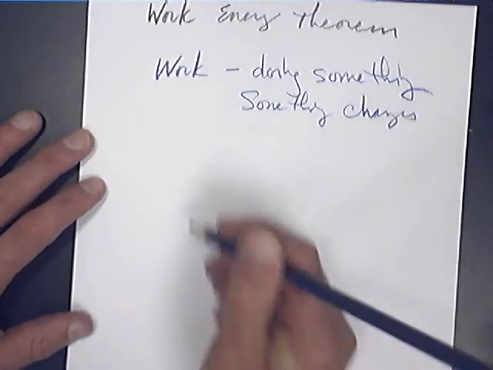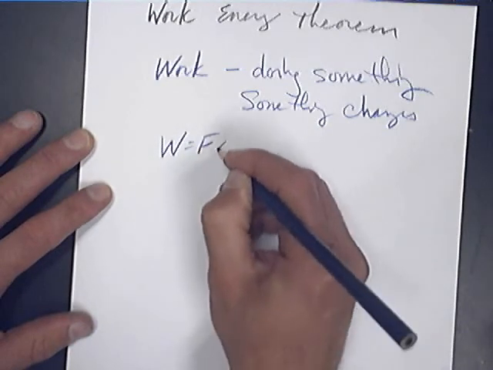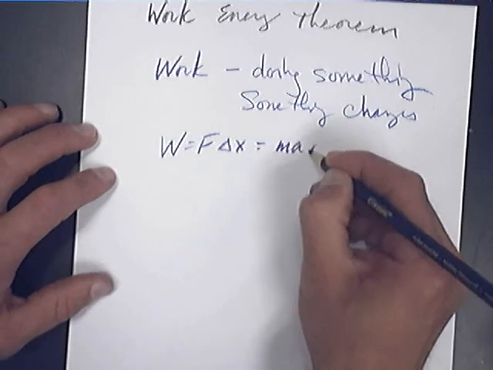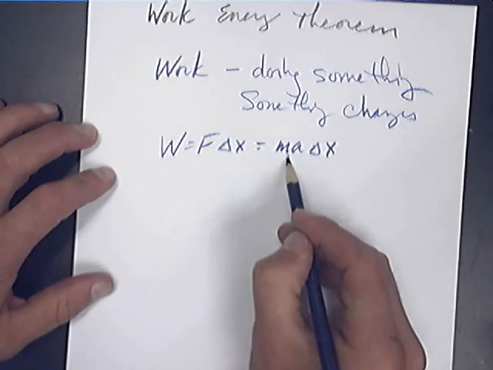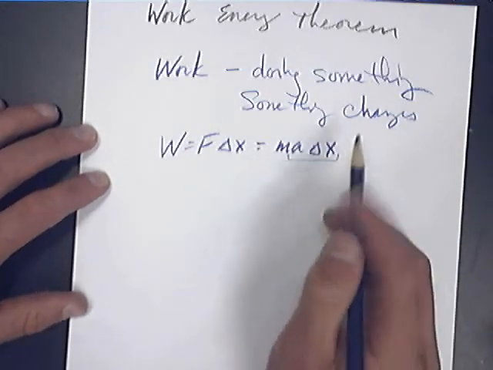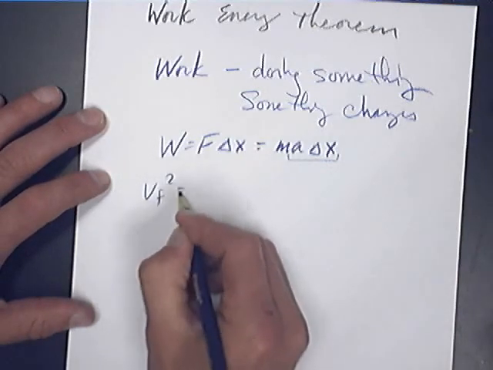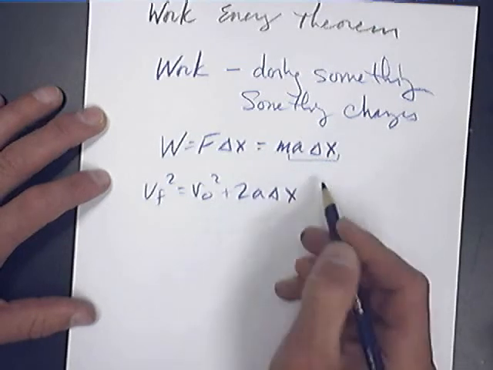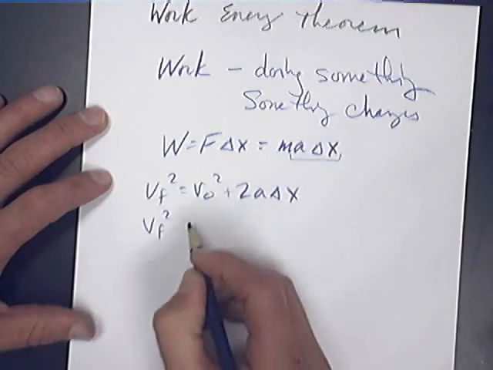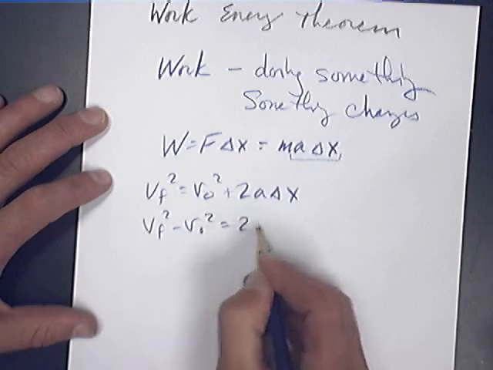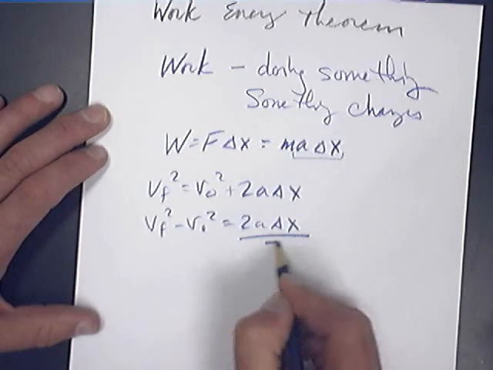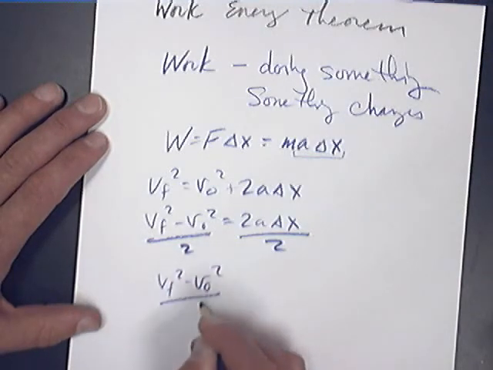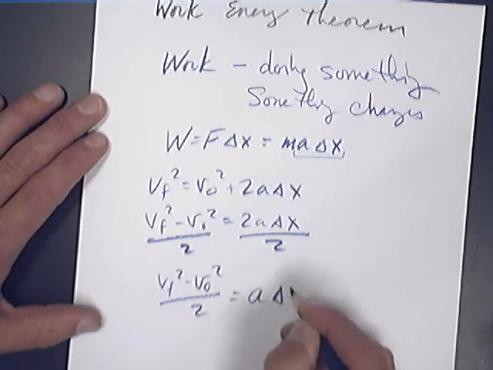Let's do a little algebra. So work is force times delta x. F is ma, so it's m a delta x. Man, where have I seen that a delta x somewhere? I know where. V final squared equals V initial squared plus 2a delta x. Let me do a little manipulation here. V final squared minus V initial squared equals 2a delta x. Let's divide both of these by 2. So now I have V final squared minus V initial squared over 2 equals a delta x.